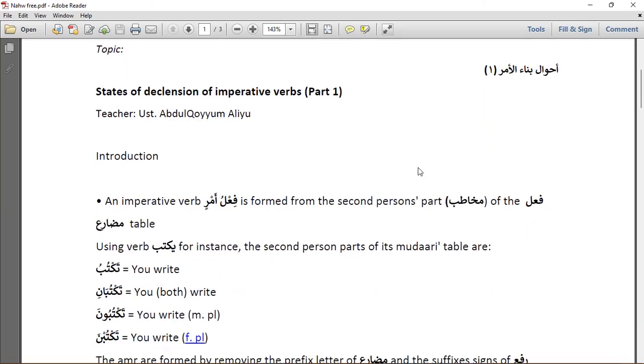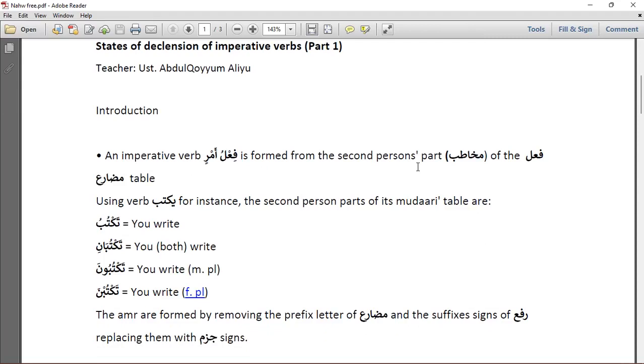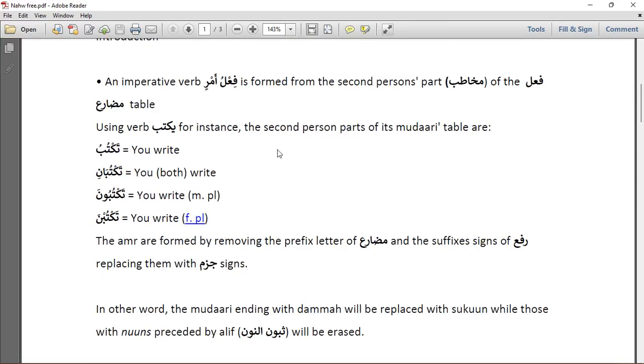So we know that imperative verbs are formed from the second person forms of the present tense verb. That is, it is formed from the mukhatab of fi'l mudhari. So, for example, let us take yaktubu as an example. The second person verbs of yaktubu are taktubu, taktubani, taktubuna, and taktubna.